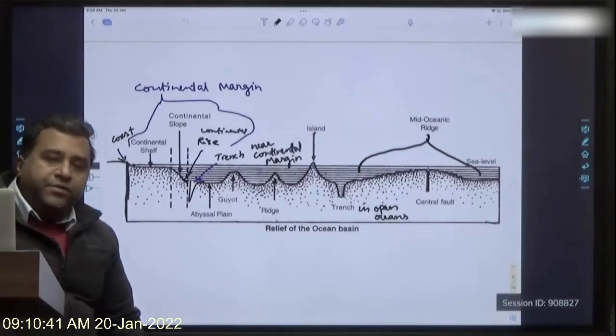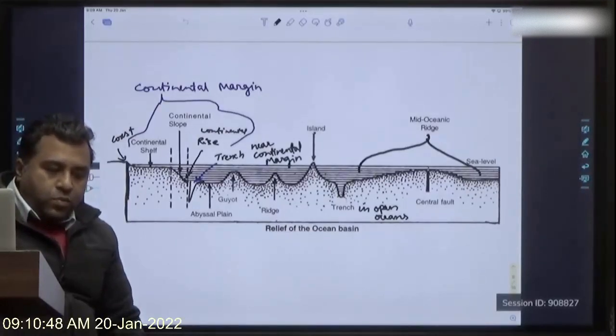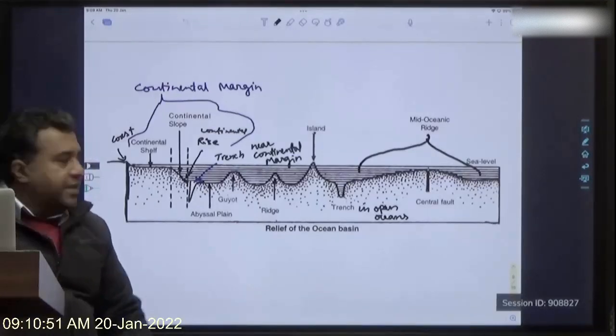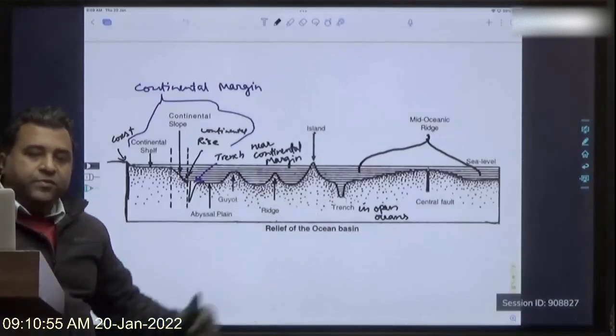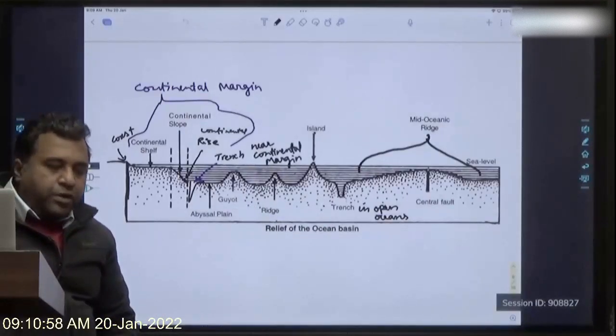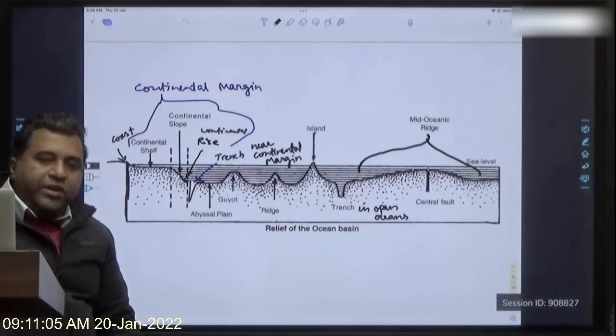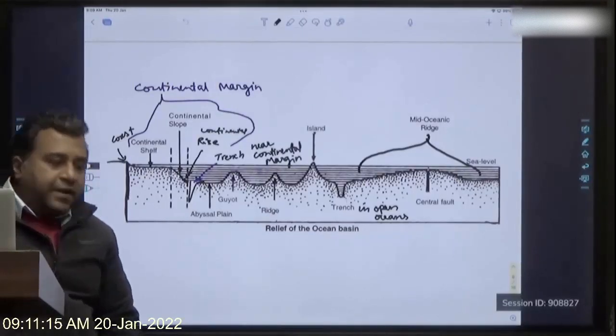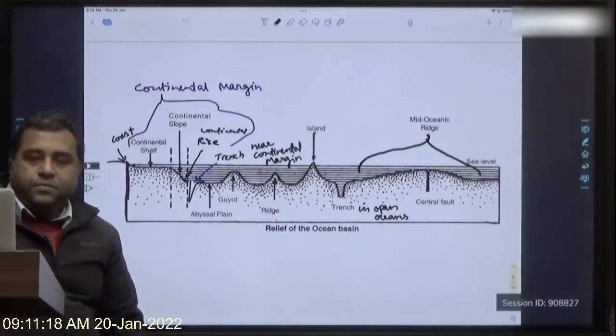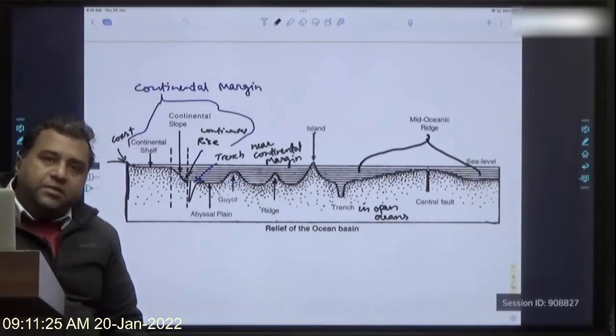Next, second point. Rocks found on both sides of the central fault of the MOR, this side as well as the other side, showed great similarity in terms of age, chemical characteristics, and magnetic properties.